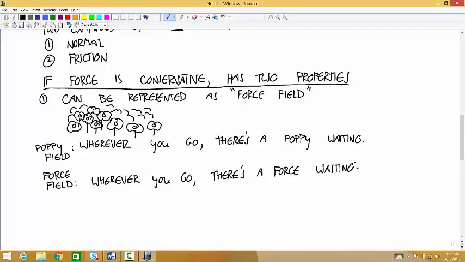The same with a spring. With a spring force, there's a force vector waiting at all these locations. I choose this one, and so the force vector that's in space here is the one that acts on the object. That's the idea of a force field.